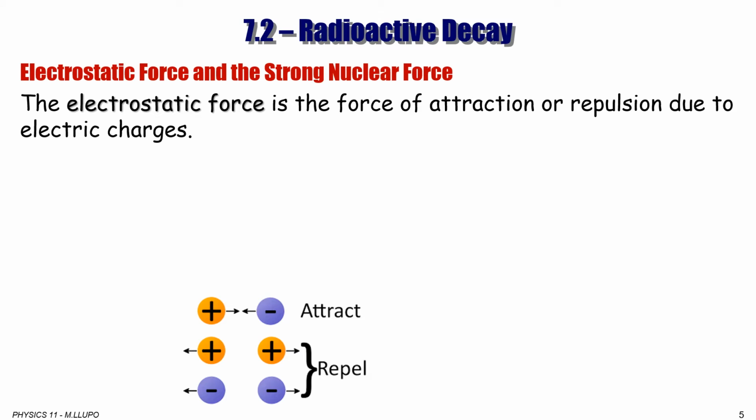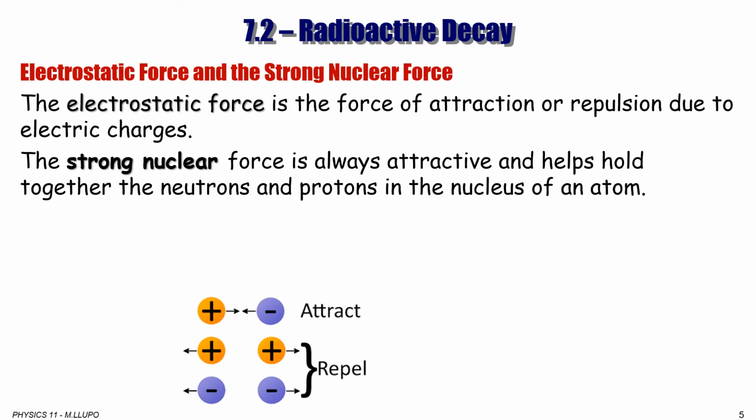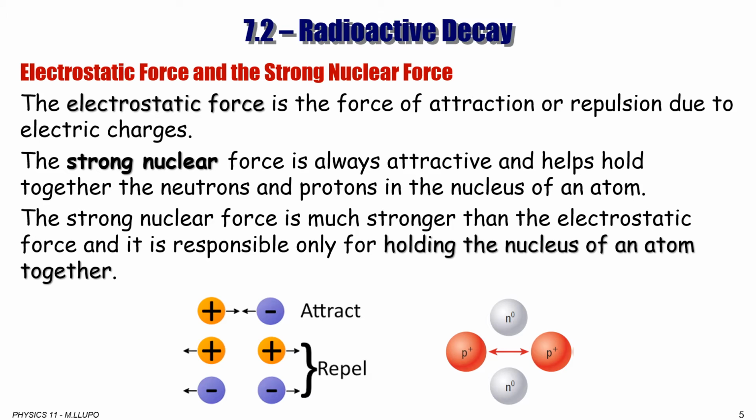Actually, it is very strongly formed. It is very hard to break the nucleus of the element. Strong nuclear force is always attractive and helps to hold together the neutrons and protons in the nucleus of the atom. Strong nuclear force is much stronger than electrostatic force and is responsible only for holding the nucleus of the atom together. So there is a force of repulsion between protons, but in that range, the strong nuclear force, which is much stronger than electrostatic force, will keep the nucleus together.